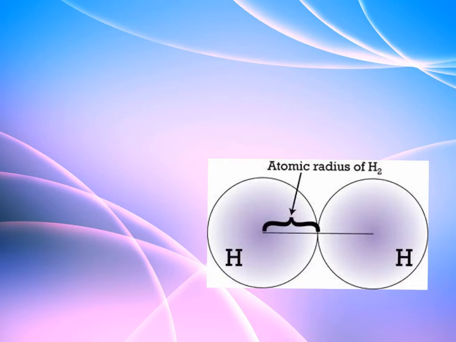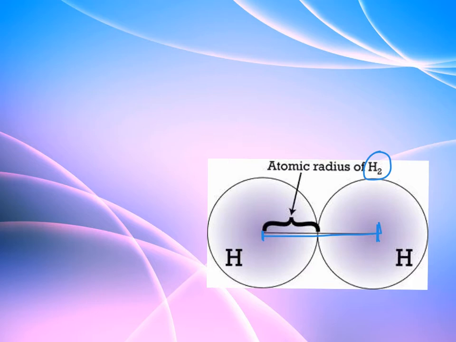The atomic radius is basically half of the distance between two neighboring atoms. So if you look at this diagram here, we have hydrogen gas, which is H2, and H2 is two hydrogens bonded together. If you go from the nucleus of one to the nucleus of the other, that is the diameter between the two, and then the radius is just half of that distance.